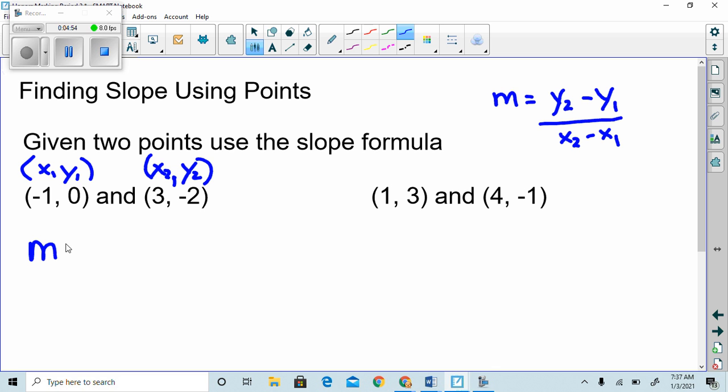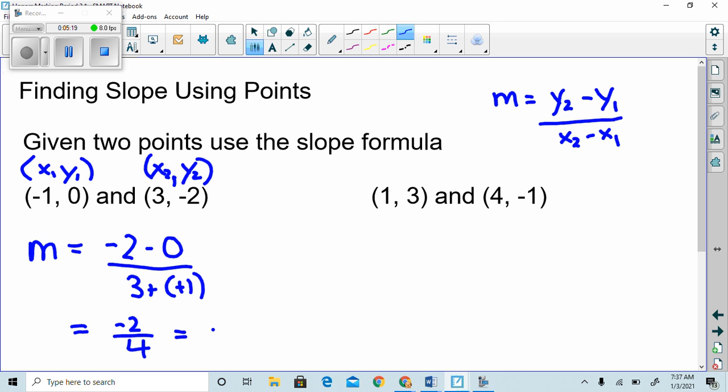So again, we're going to take our y2, negative 2 minus 0, over 3 minus a negative 1. Notice that I put that negative 1 in parentheses so I don't forget that when I subtract I have to add the opposite. Negative 2 minus 0 will be negative 2. And then add the opposite here. I get 4. And I simplify always. And I get my slope to be a negative 1/2.